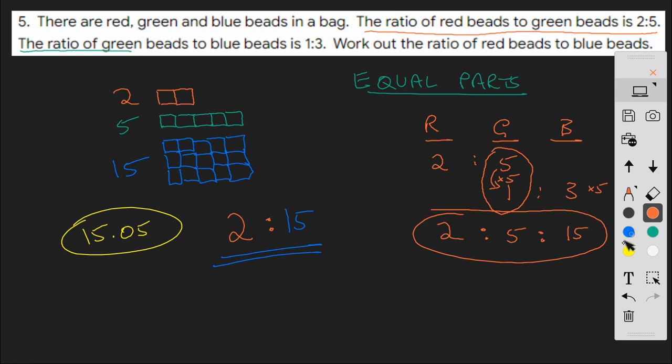And if you want to think even more mathematically about that, the principle here is to find a number which is the lowest common multiple of 1 and 5.